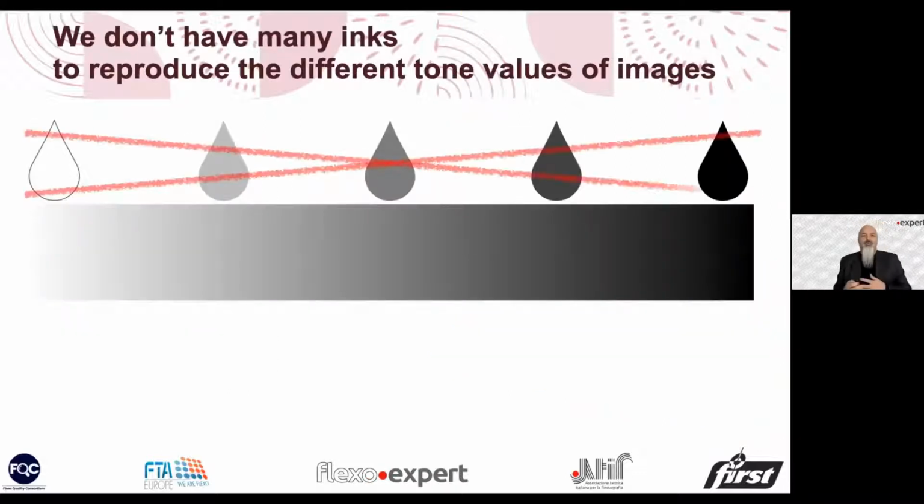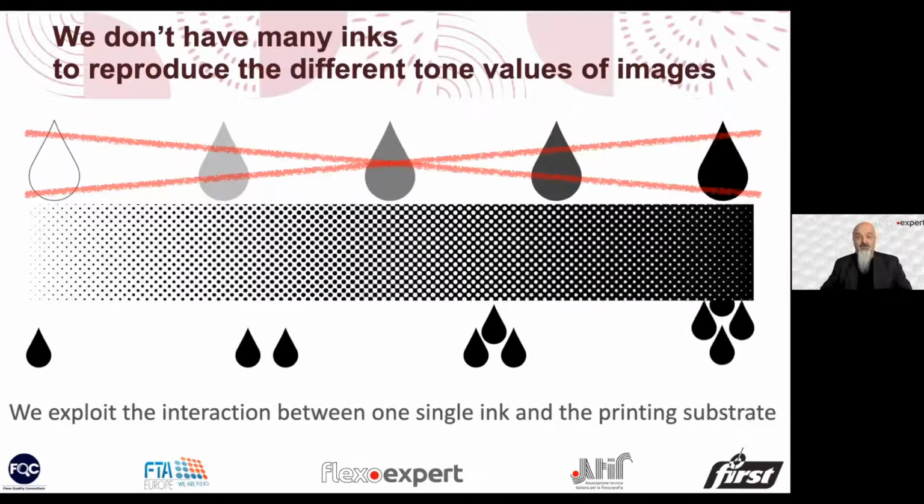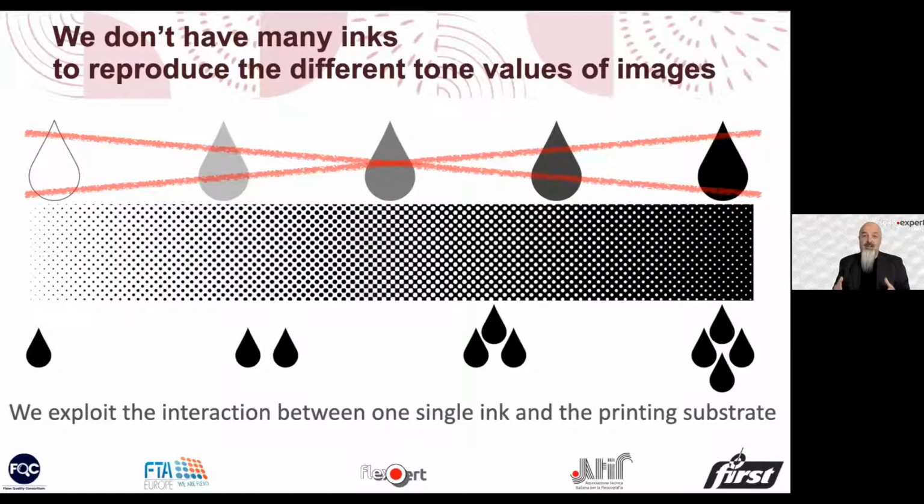So we don't have many inks to reproduce the different tone values of images. We only have one single ink per color and the printing substrate. Therefore, it is very important to determine how the ink and its halftones interact with the substrate to reproduce the tone values of our printing reproduction.